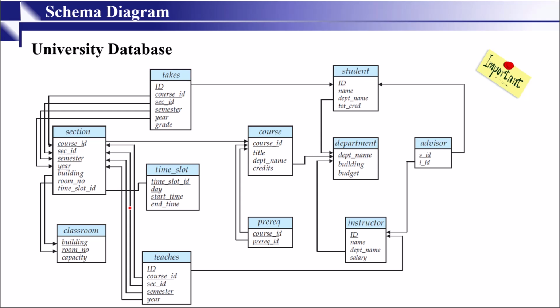Here, we can see a schema diagram for a university database. How many tables do we have? Text table, student table, advisor, department, instructor, and many more tables. For example, a student table has ID, name, department name, and total credit. This ID is the primary key here, right? Then we have the department. Department name is a primary key here, but here it is a foreign key because it's connecting two tables together.